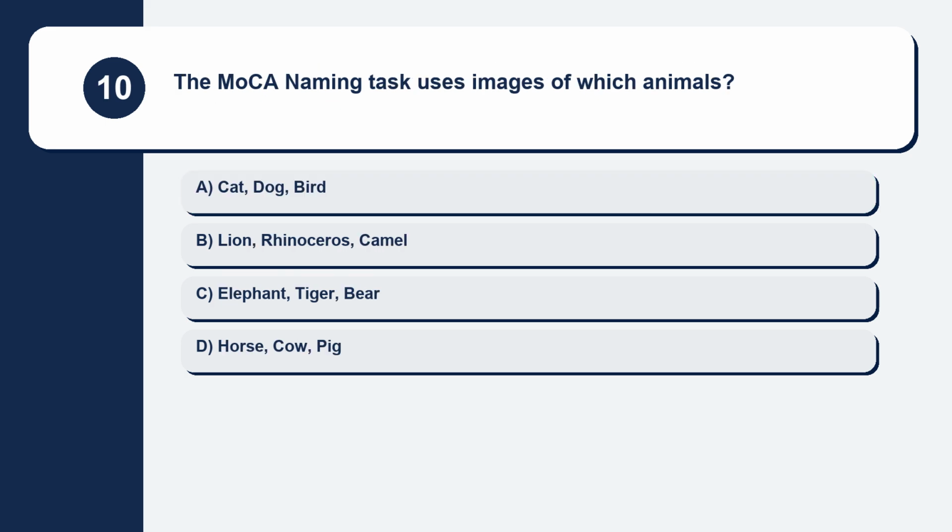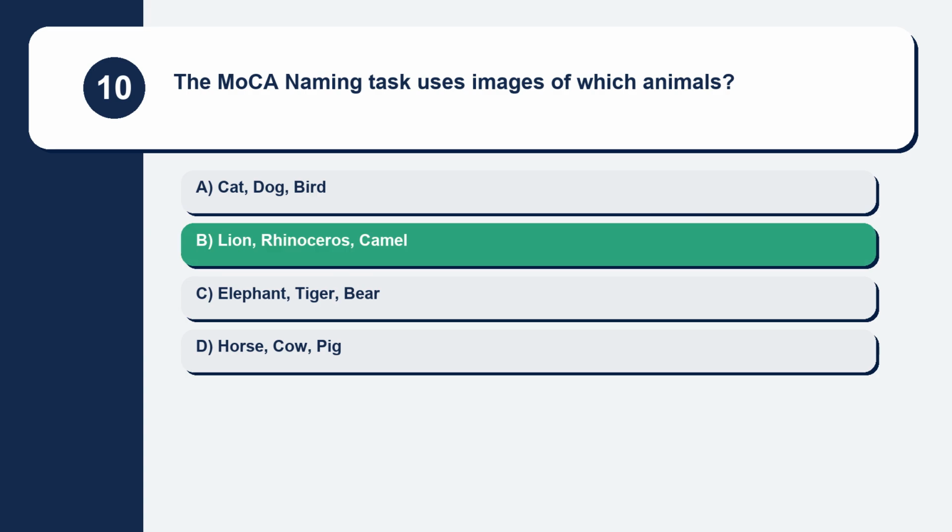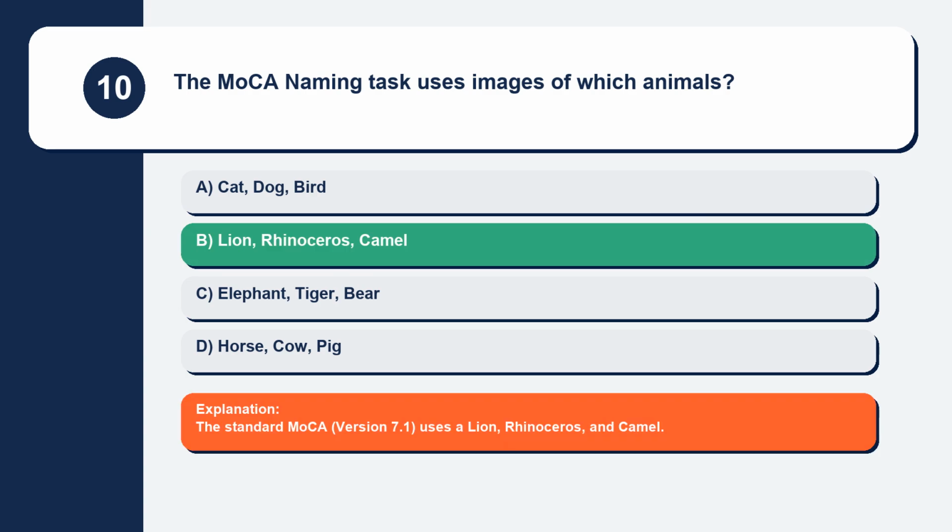Question 10. The MoCA naming task uses images of which animals? Cat, dog, bird. Lion, rhinoceros, camel. Elephant, tiger, bear. Horse, cow, pig. The standard MoCA, version 7.1, uses a lion, rhinoceros, and camel.